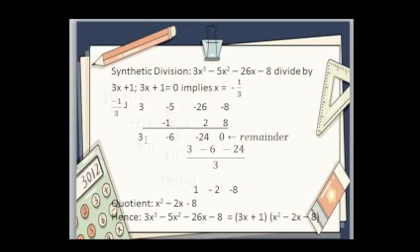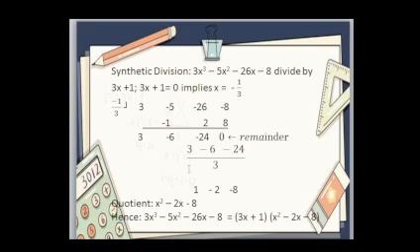Bring down the first term 3 and multiply it with our divisor. 3 times negative 1/3. We have 3 times negative 1 is negative 3 divided by 3 is negative 1. We have to put negative 1 at the second column, and then we will add negative 5 and negative 1. So we have negative 5 plus negative 1 is negative 6.